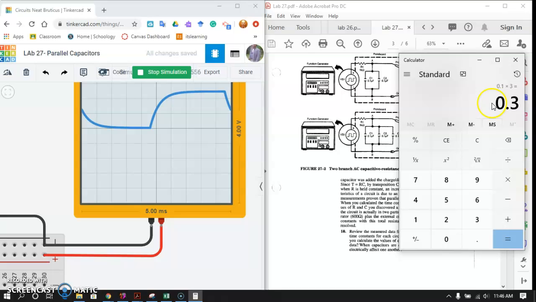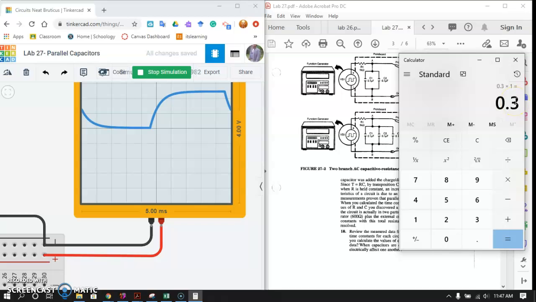Our resistor is 1 k ohm, so take our 0.3 times that resistance of 1 k ohm, and it gives us a value of 0.3 milliseconds. Because we're multiplying k ohm and microfarad, our answer is in milliseconds. If we were doing ohm and farad, our answer would be in seconds. So here, our time constant is 0.3 milliseconds.